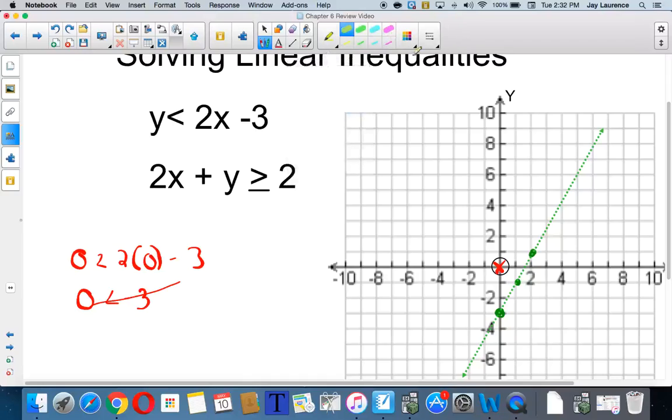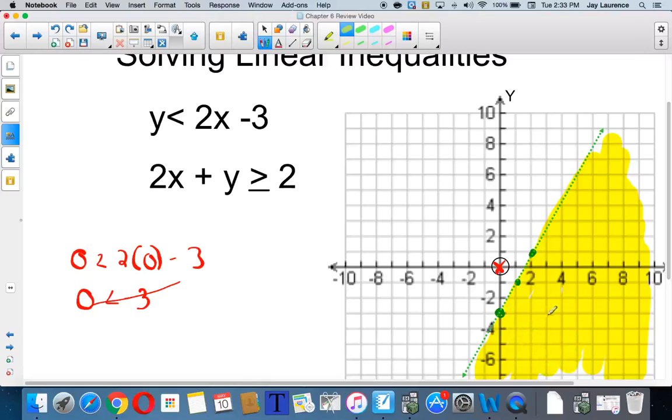I'm going to shade this side over here. I didn't shade the origin side of the line because when I plugged in the origin, I got a false statement. Now I could plug in any point that I want.